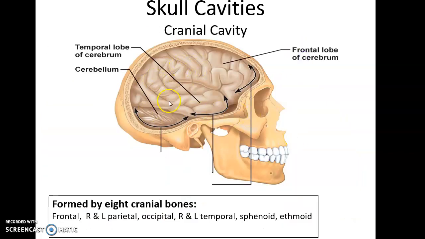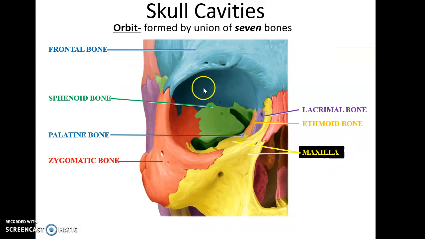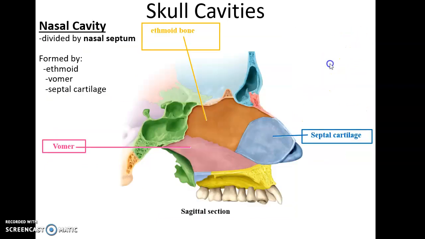The cranial cavity, as we know, is there to house and protect the brain. It is made by the 8 cranial bones: frontal, right and left parietal, occipital, right and left temporal, sphenoid, and ethmoid. The right and left orbits house the eyes. They're made up of 7 bones: the frontal bone, the sphenoid bone, the ethmoid bone, the lacrimal bone, the maxilla bone, and the zygomatic bone. And then that little dot here, that's the palatine bone. The palatine bone is one of the bones that help to form the orbits.